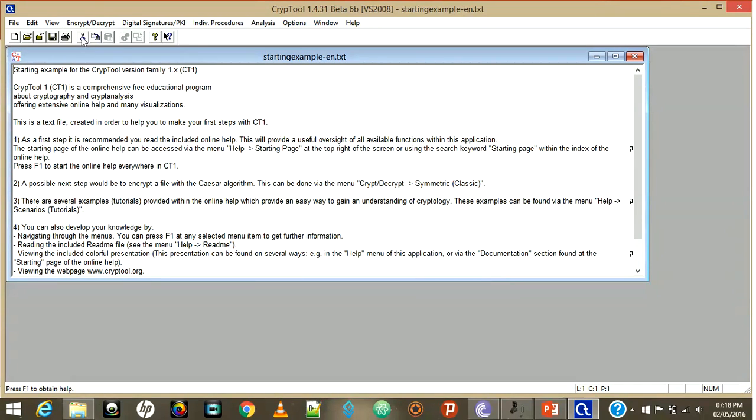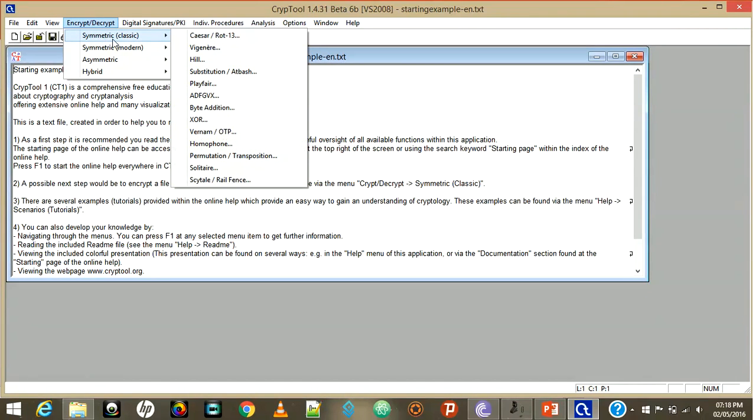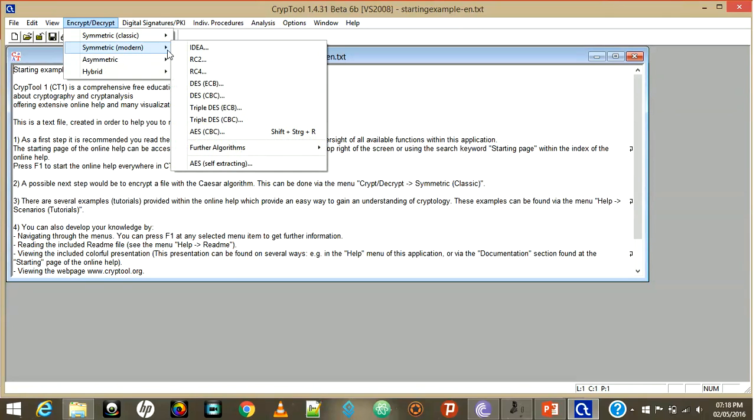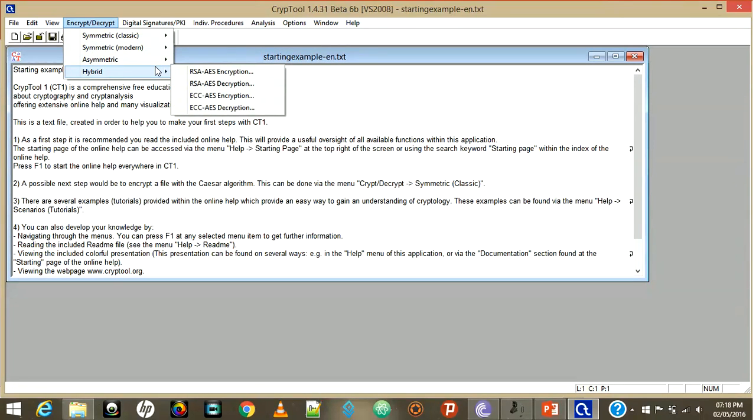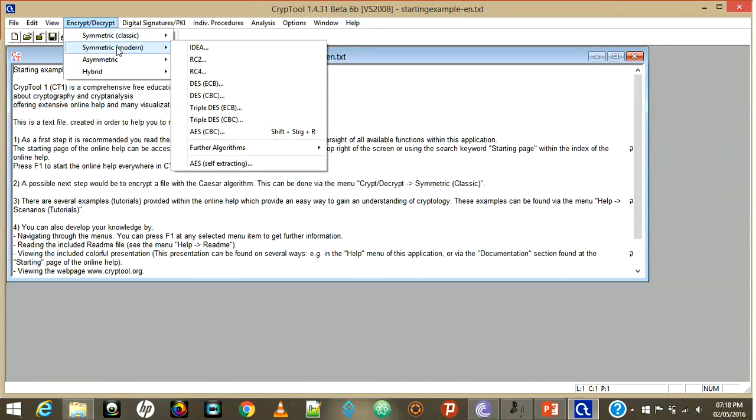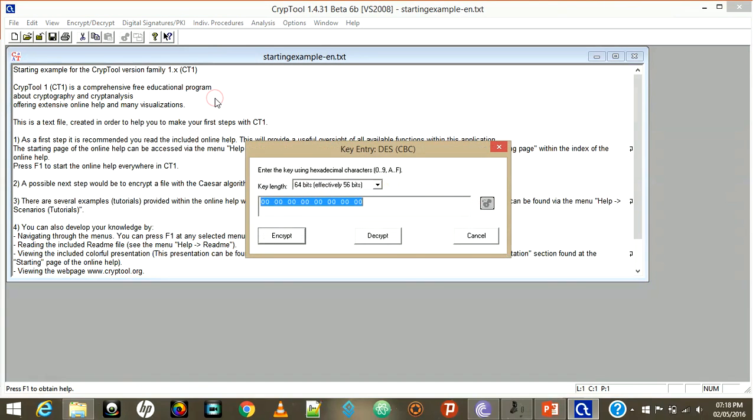In this we have Encrypt/Decrypt. Under this we have symmetric classic algorithms, then symmetric modern, which is DES, AES, Triple DES. In classic we have Caesar cipher, Hill cipher, substitution cipher, Playfair cipher, etc. Then for hybrid and asymmetric we have RSA encryption. Now let's see the DES example.